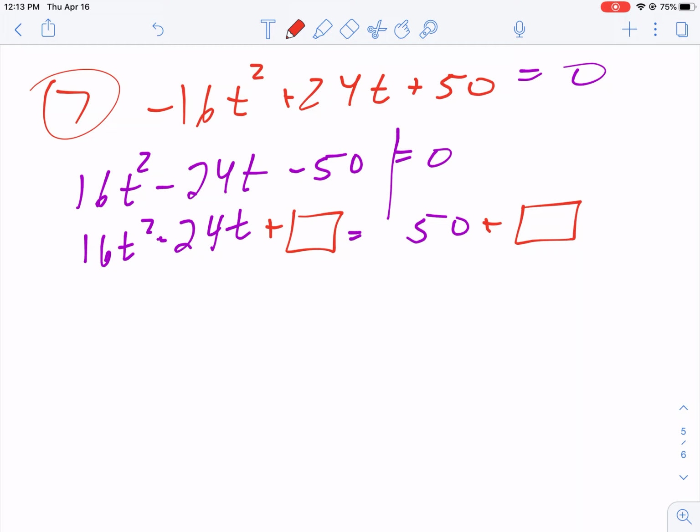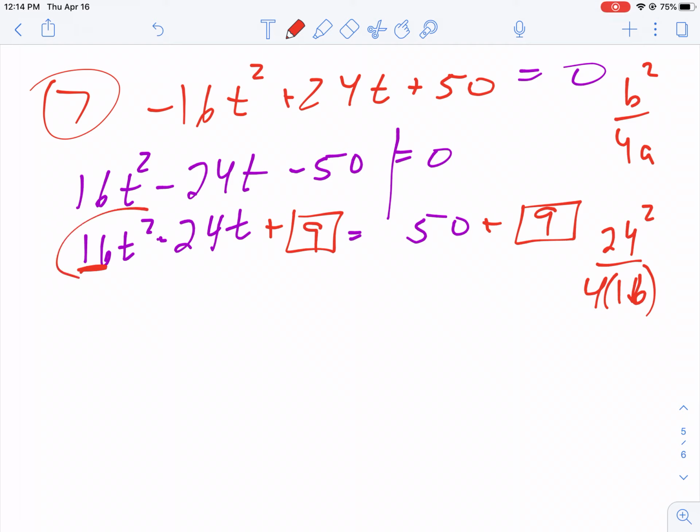Then we're going to complete the square, so we're going to add something to both sides. Since there is something in front of the t squared, we're going to use our b squared divided by 4a. So our b is 24. 24 squared is 576. So we'll do 24 squared divided by 4 times 16. So 576 divided by 4 times 16, which is 64. So it's going to be a 9. So we're going to add 9 to both sides.